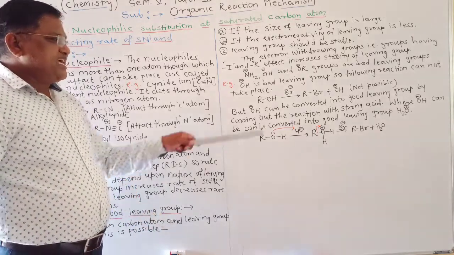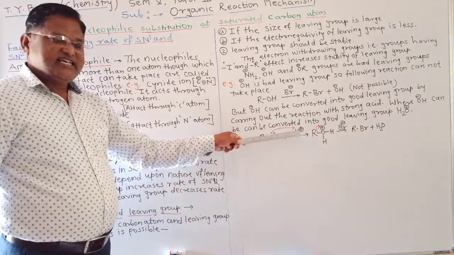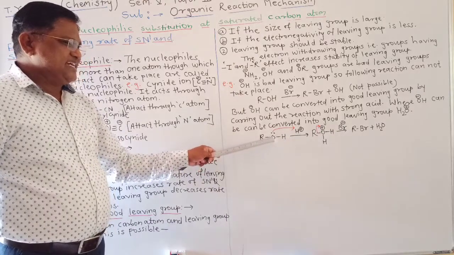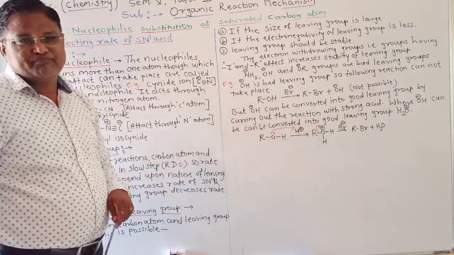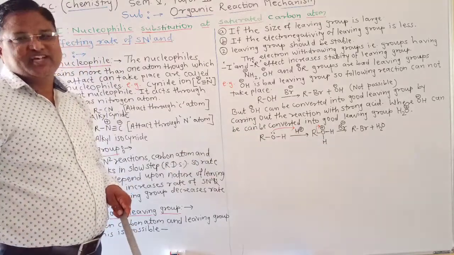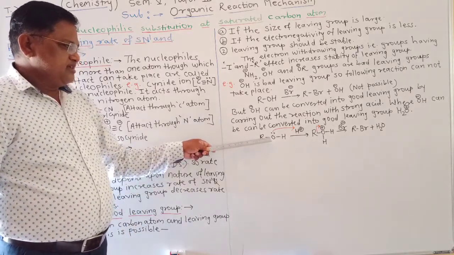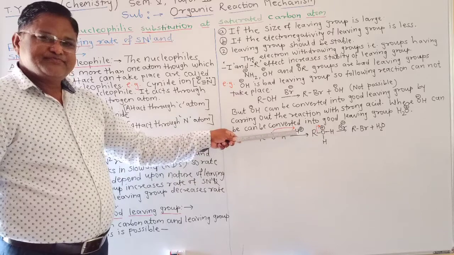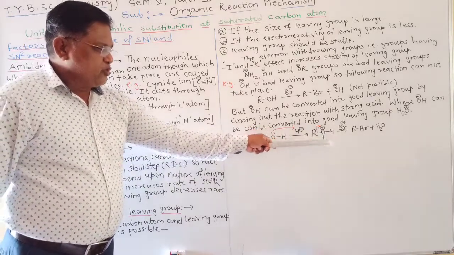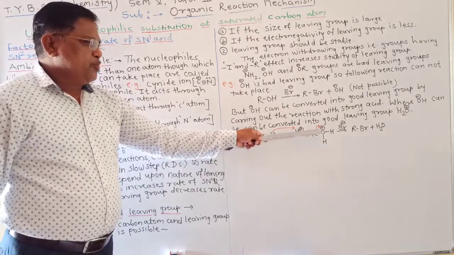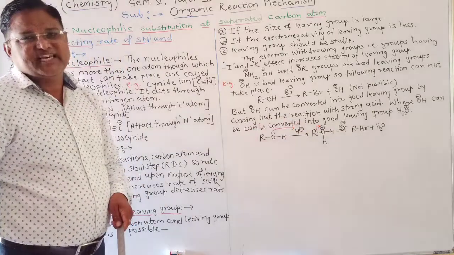But when the same reaction is carried out in presence of strong acid, then the OH bad leaving group gets converted into H2O positive, a good leaving group, and so the rate of reaction increases. When alcohol reacts with acid, we get a good leaving group and therefore we get the final product alkyl bromide, and therefore this reaction is possible.